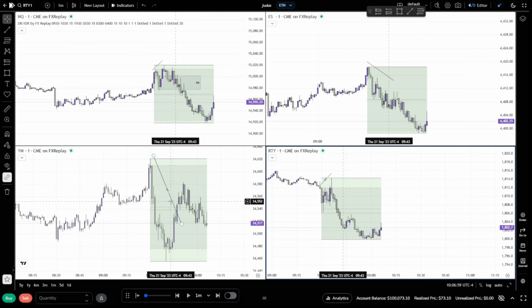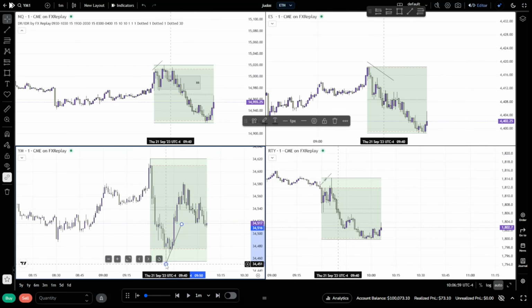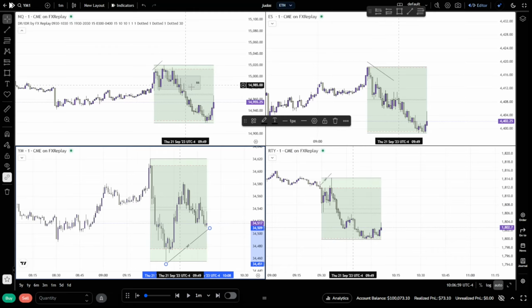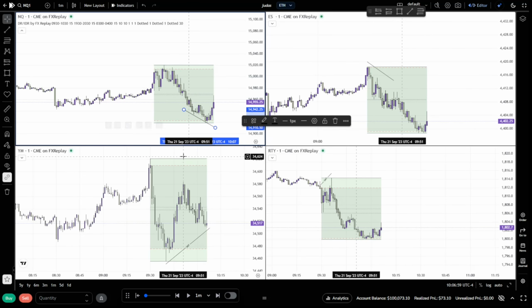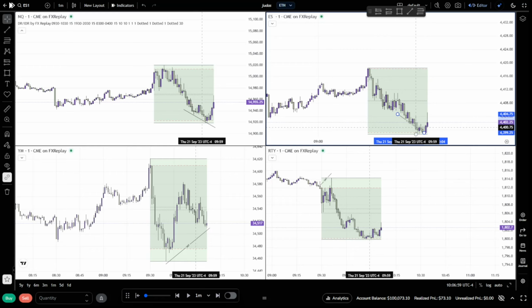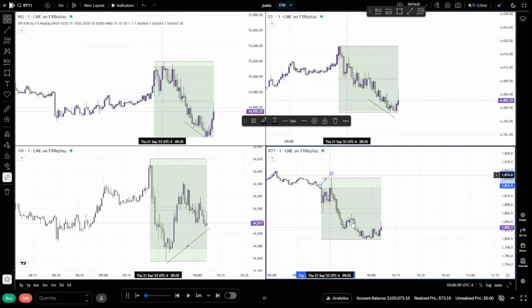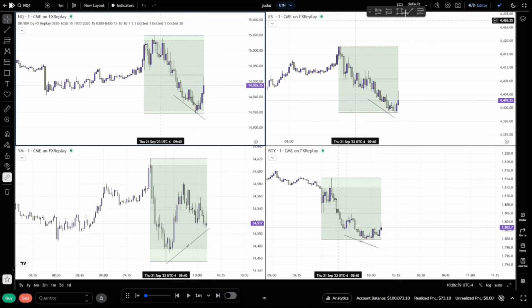Now we have another SMT. So now if you look here, YM made this SMT here. Nasdaq gave us this SMT here. So YM moved higher while Nasdaq started to move lower. Everything else moved lower, but YM moved higher. So that's SMT. YM, so we have a shift already.